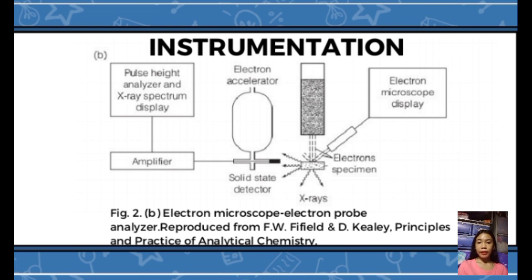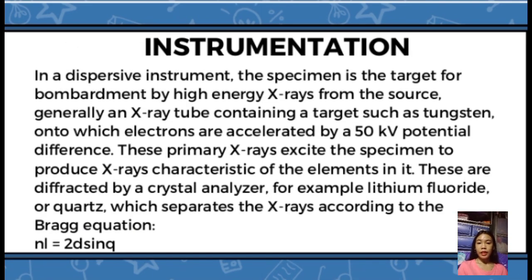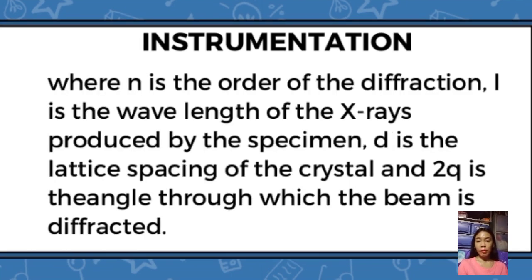Excitation of the specimen. When these high-energy primary X-rays bombard the specimen, they induce the emission of characteristic X-rays from the elemental constituents of the sample. The emitted X-rays provide information about the elemental composition.